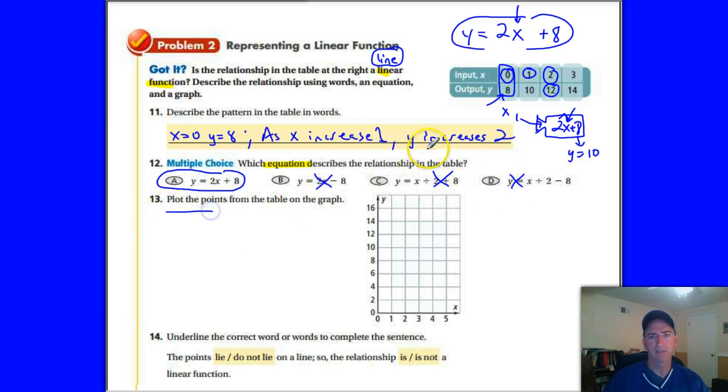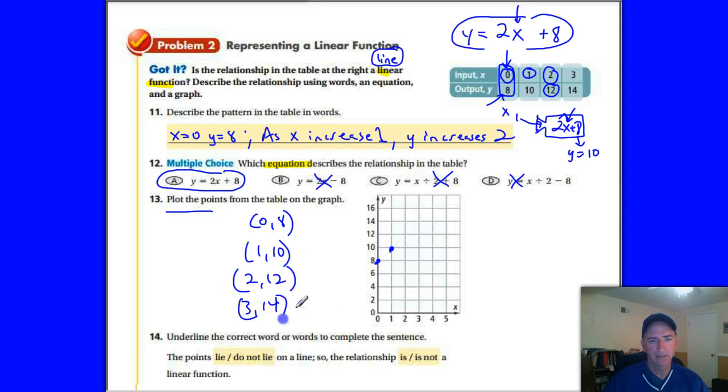Now if we plot the points from the table, 0, 8 is right here. See it? 0, 8. 1, 10 is right here. So you're basically plotting the points 0, 8, 1, 10, 2, 12, and 3, 14. Do you see where I'm getting those numbers from? You need to, because the numbers came from this table right here.